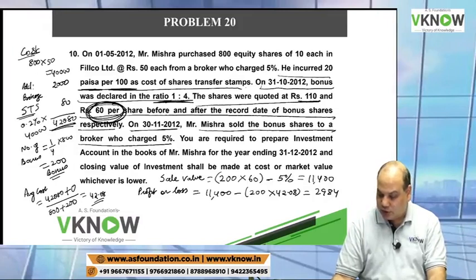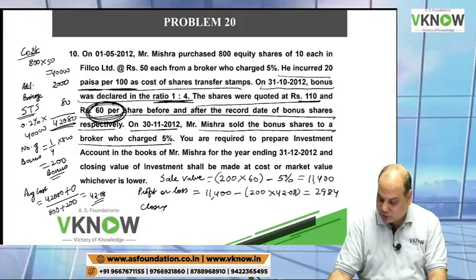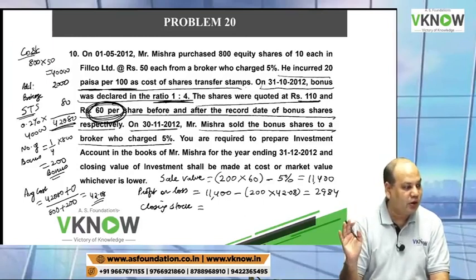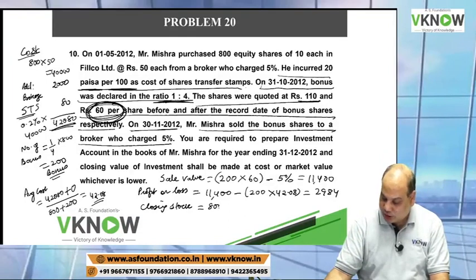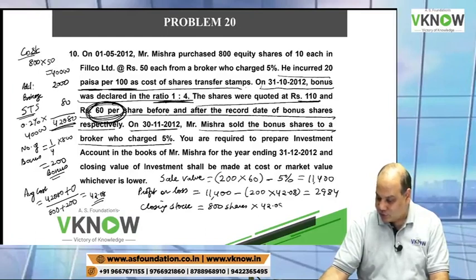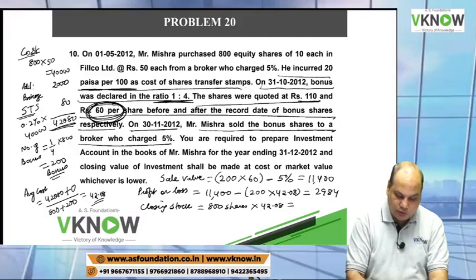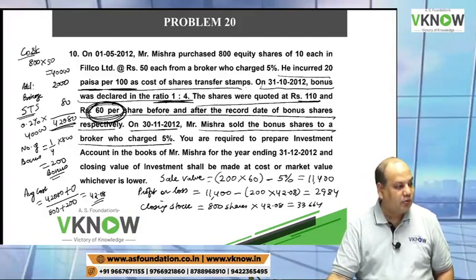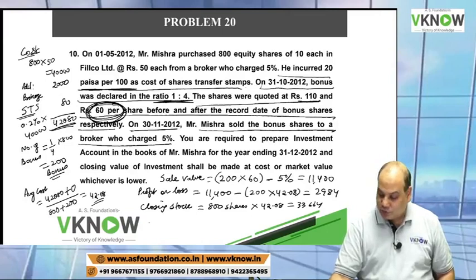Yes, 11,400 is right. And the closing stock will be: you originally have 800 shares purchased plus 200 bonus shares minus 200 sold. So 800 shares into average cost 42.08. If you look at the cost of closing investment, it will be 33,664. Is it right? 33,664.